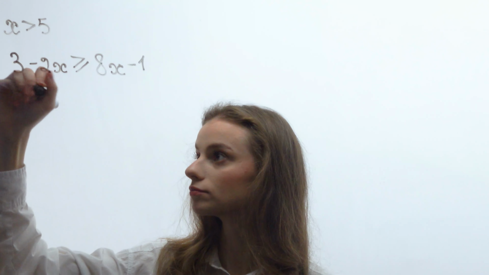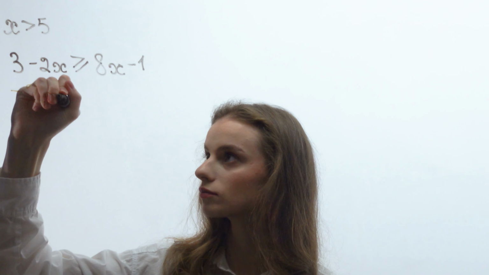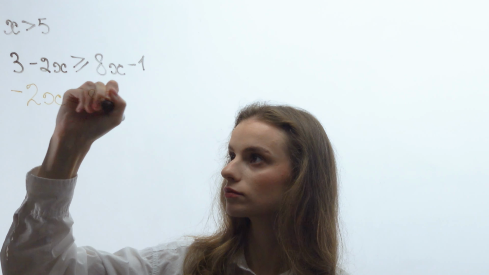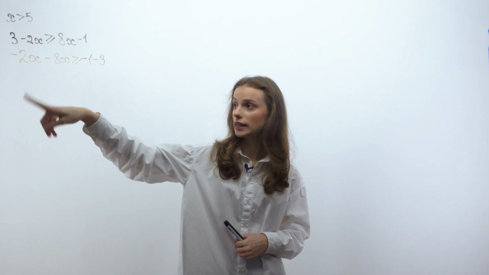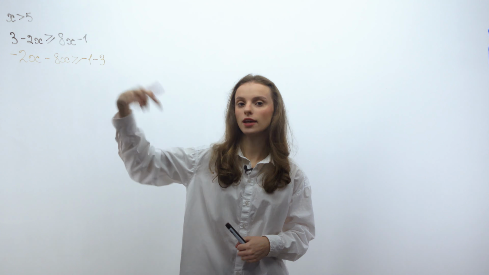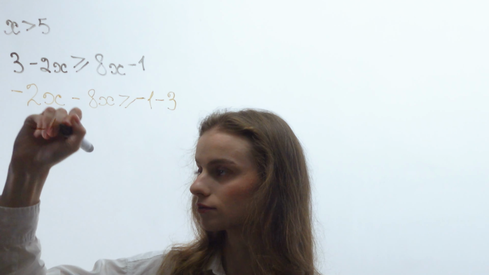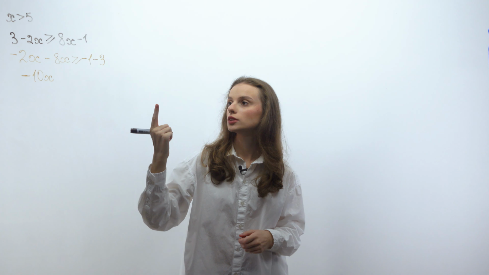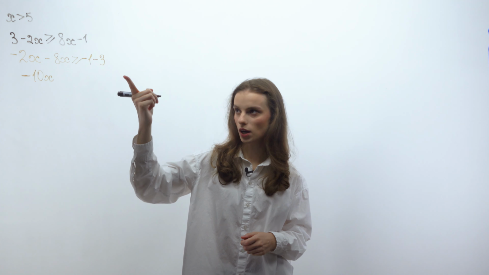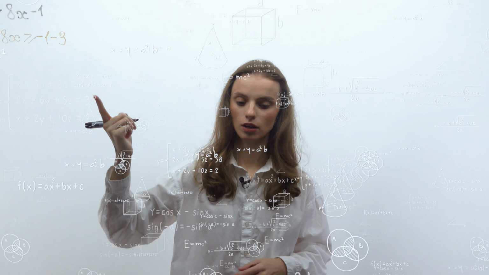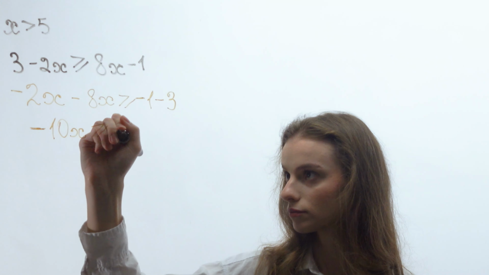Anyway, 8x is positive. When I put it on the other side, it becomes negative. 3 is positive. When I put it on the other side, it becomes negative. So here I have negative 2x minus 8x. That will be negative 10x. And on the right side, I have negative 1 minus 3, which will be negative 4.